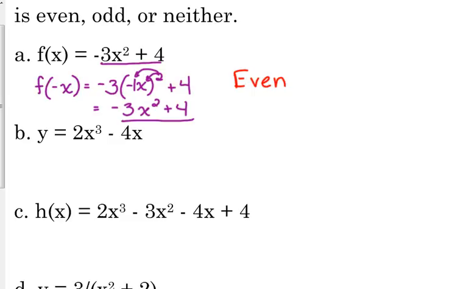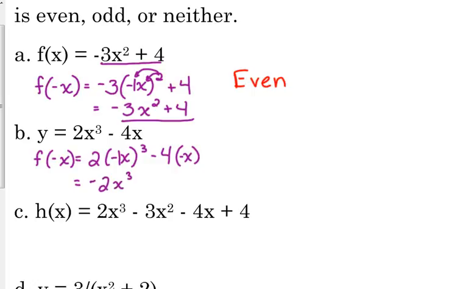So let's see how to do this algebraically. We're going to plug in negative x. Now, this time, negative x cubed, that negative 1 there in front, negative 1 cubed is negative 1. So 2 times negative 1 is negative 2. And then negative 4x times negative x is positive 4x. Notice the function kind of stays the same, but our signs are the exact opposite. So that's the third justification that this is an odd function. Same function, all the signs are opposite. It was positive 2, now it's negative 2. It was negative 4, now it's positive 4.